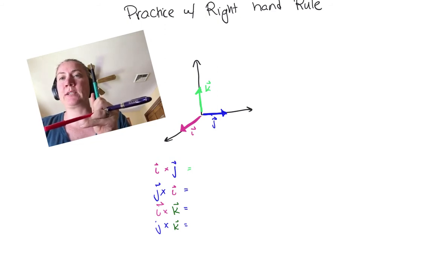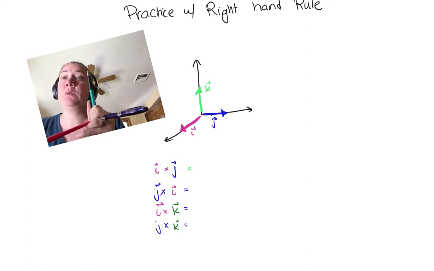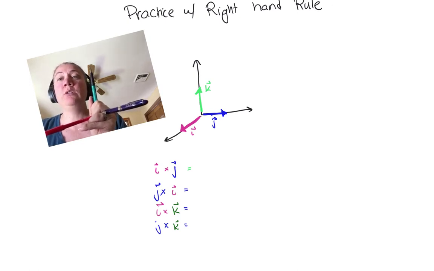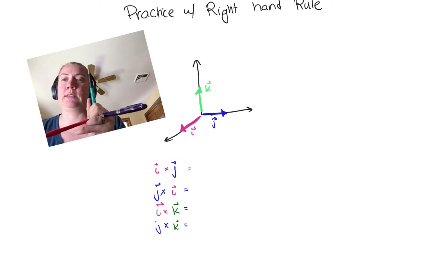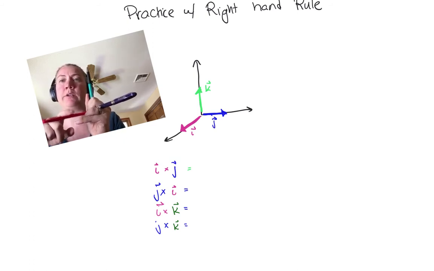Okay, so let's go ahead and practice with the right-hand rule. We're going to think about what the cross products are of each of these unit coordinate vectors. So when you cross product two of these unit coordinate vectors, you're going to get the third either as positive or negative. So we're going to use the right-hand rule to help us determine if we should get positive or negative in each of these cases. So let's start with I and J. So I is my pink or red vector here, J is the blue one, and K is the green one.